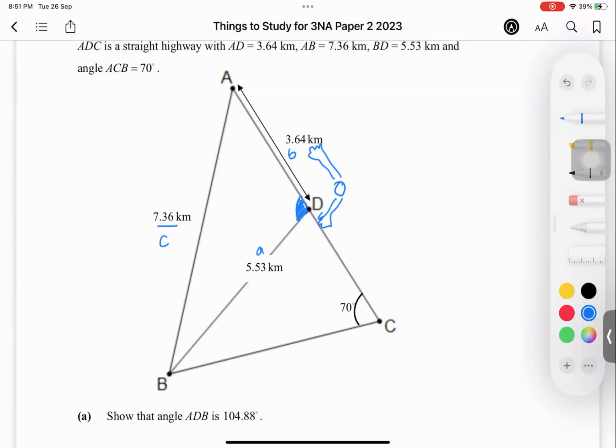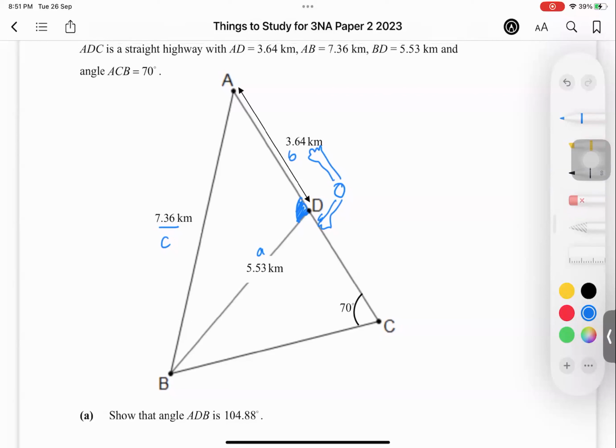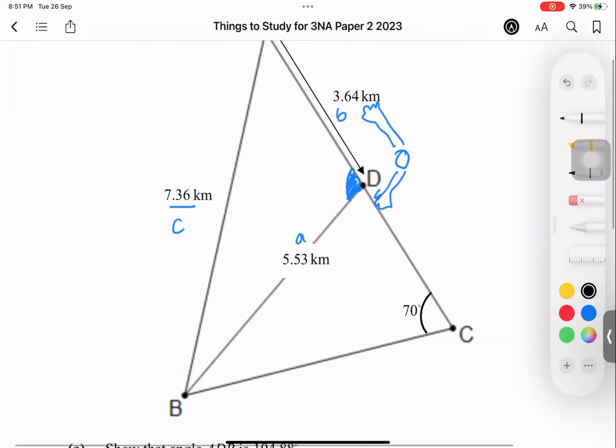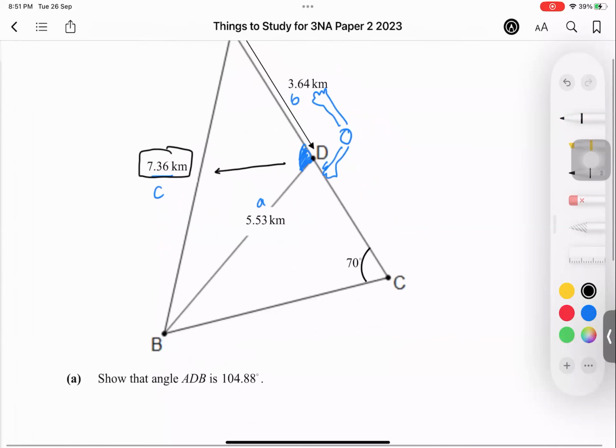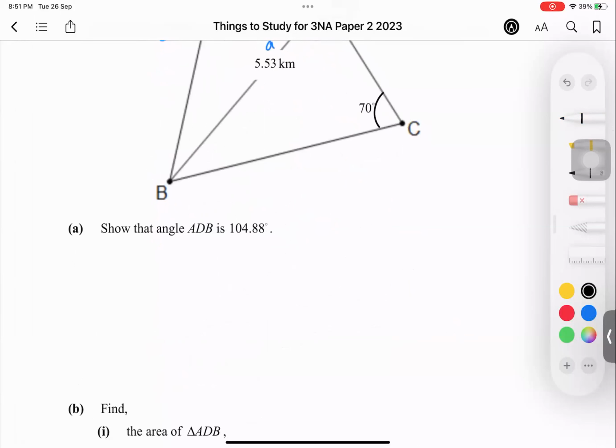So in this case, I know only the three sides. I don't know the angle. So I must use cosine rule. But I must use the one that finds the angle version. So sort, divide, inverse. But first, let's find the correct one to start off with. The side opposite the angle, so must start with 7.36 square. They say show, so actually it's asking you to find, but make sure the answer is the correct one.